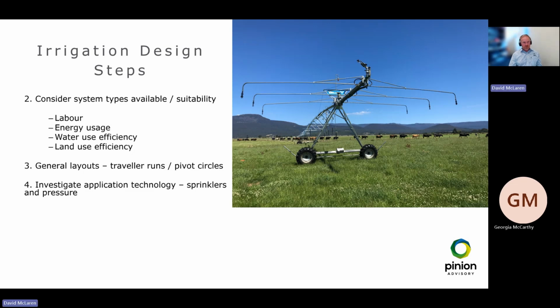Then we can proceed with the irrigation design steps to general layouts. So it might be pivot circles across the farm. Where can we fit them based off all the other considerations? We can fit X amount of circles here or traveller runs here. Then we can investigate the application technology, like what sprinklers and what pressure, and continue to proceed on the critical design steps.